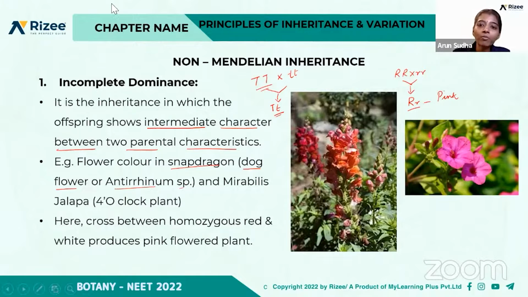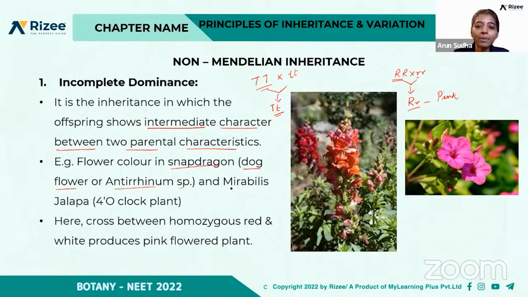The same type of inheritance that Mendel explained was not observed in all plants. Okay, they also show intermediate characters. So what does this indicate? This R is not completely dominant, but shows incomplete dominance. Because if it were completely dominant, the presence of capital R should give red color. So it is not completely dominant over the small r. When both alleles are present, that is in the heterozygous form, it shows the pink color.